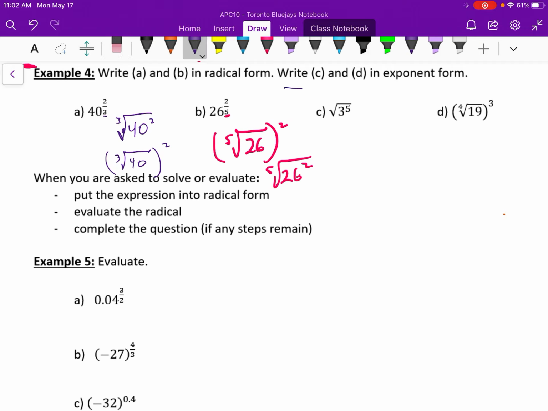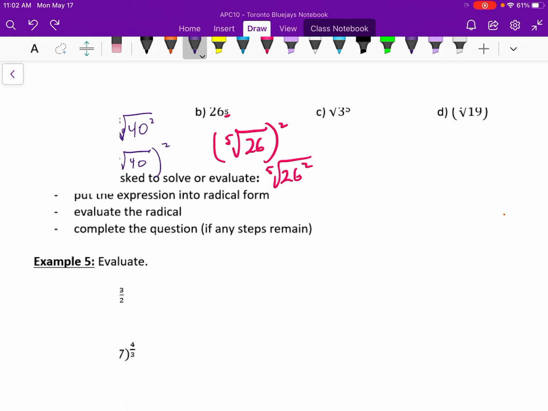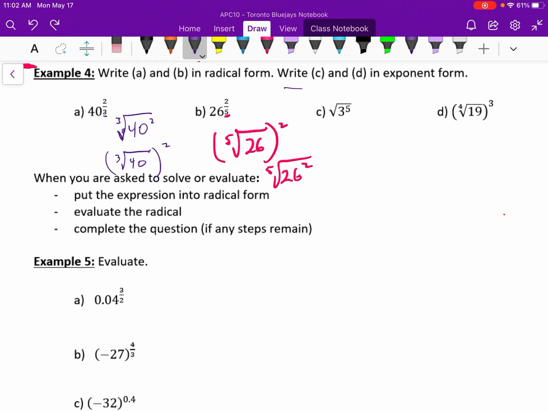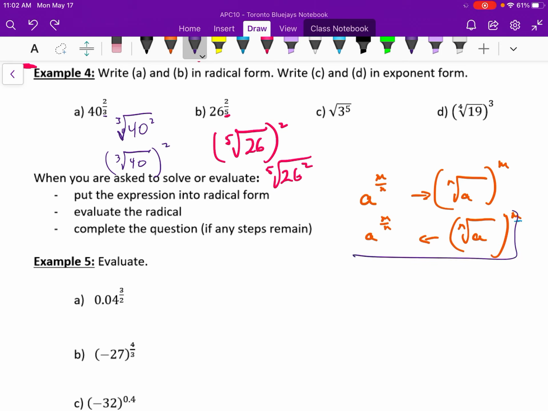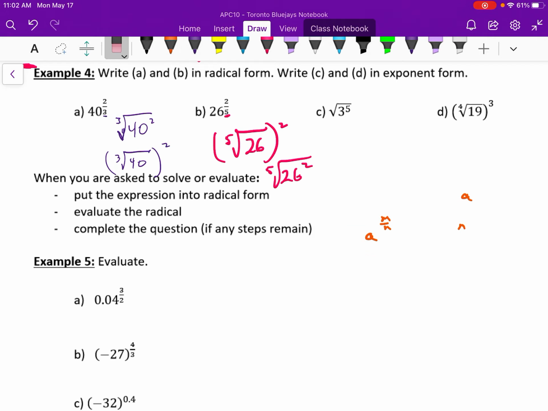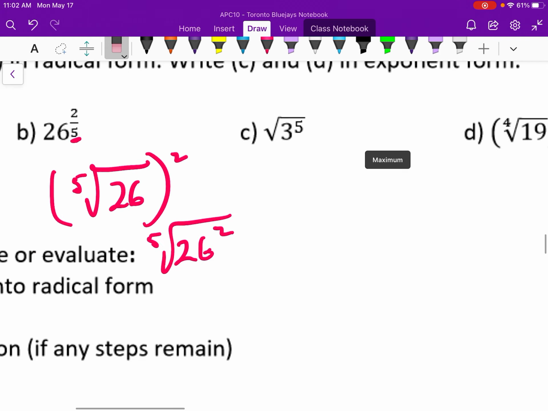Now, write c and d in exponential form. I always find it helpful that if I'm missing my index, I put my index, and that index is 2. There, that stuff. So right now we're going to use this scenario. It's given in radical form. We're going to put it in exponential form. So let us do that.